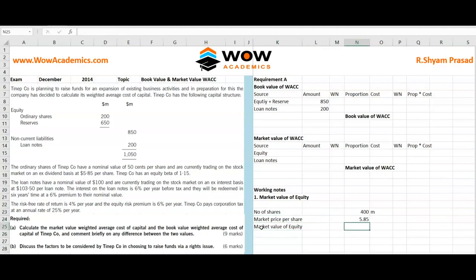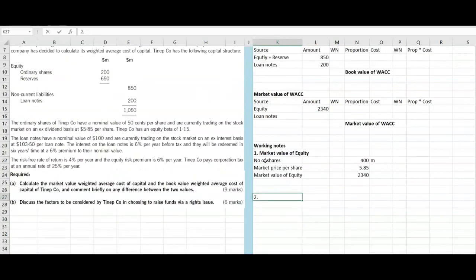Okay, so we can quickly get it. Multiply the number of shares into the share price. You got the answer. 2340 is the market value of equity. So you can put it quickly in the value of shares, 2340. So that's done. So next we'll try to find out the market value of loan notes.